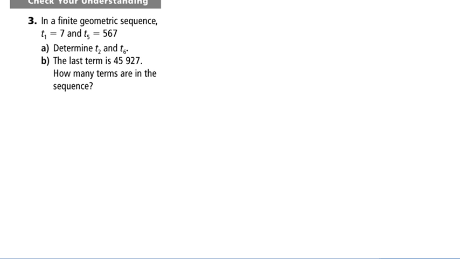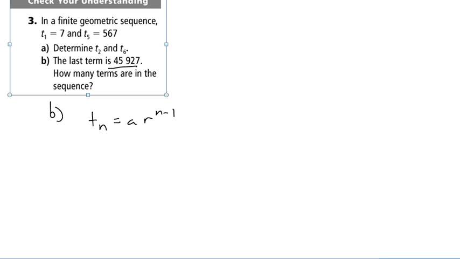Okay, now let's have a look at part B. So they tell us the last term is this, and they want to know how many terms are in the sequence. So I'm going to use Tn equals a r to the n minus 1 to figure out how many terms there are in the sequence. We know our first term is 7.